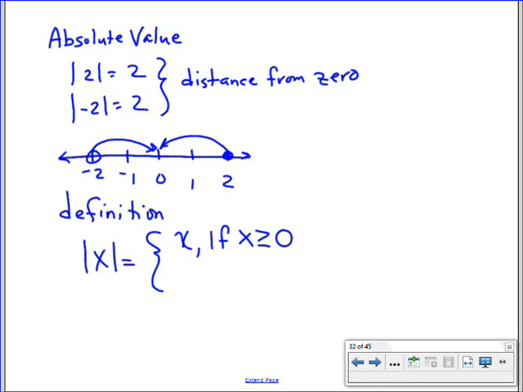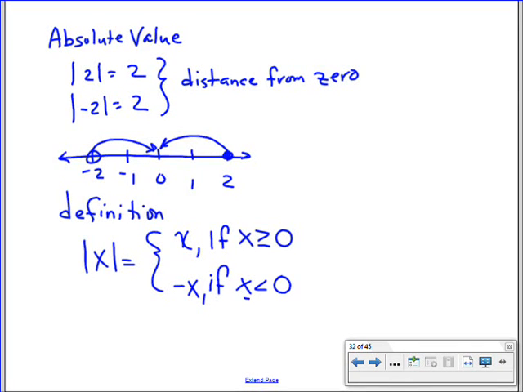Now think about that for just a minute. If x is greater than or equal to 0, that means x is either 0 or positive, because any number to the right of 0 on the number line is positive. Then the absolute value of x is just the number inside. Now, we also say that it's the opposite of x if x is less than 0.